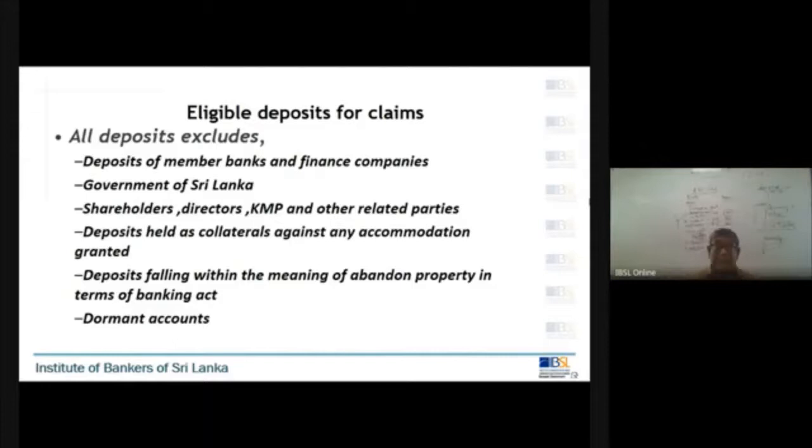So when you are calculating the deposits for the premium, mind you, you have to exclude these deposits. What are the deposits excluded? Deposits of member banks and finance companies. Say ABC has some money from other finance companies or other banks, we need to avoid that. Government of Sri Lanka and institutions of the Sri Lankan government, if they deposit money, they are also excluded. Shareholders, directors, KMP, and related parties of that bank are excluded. Deposits held as collateral against any loan granted are excluded. Deposits falling within the meaning of abandoned property of the Banking Act are avoided. Dormant account balances are avoided. So these are the deposits excluded.